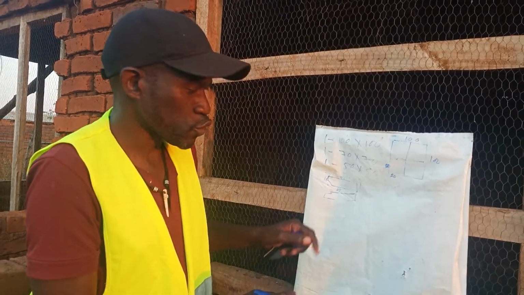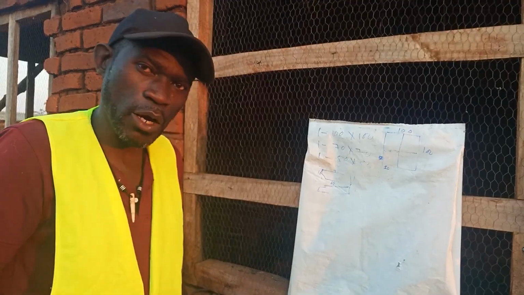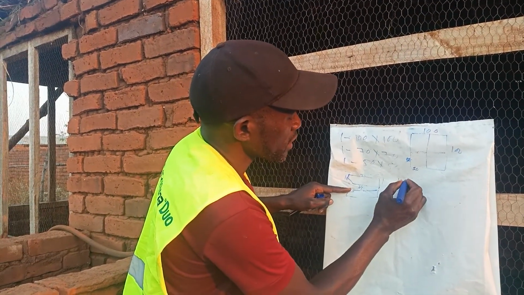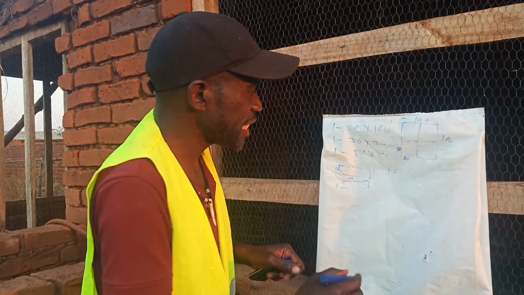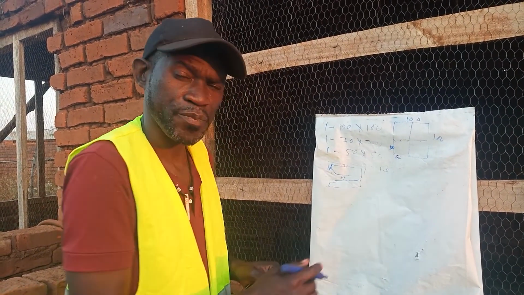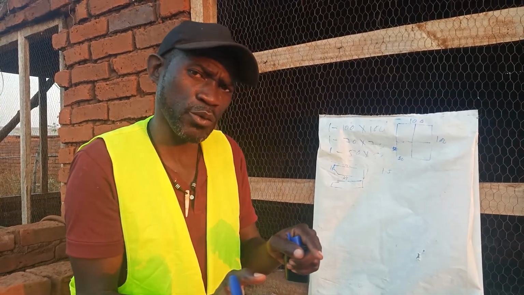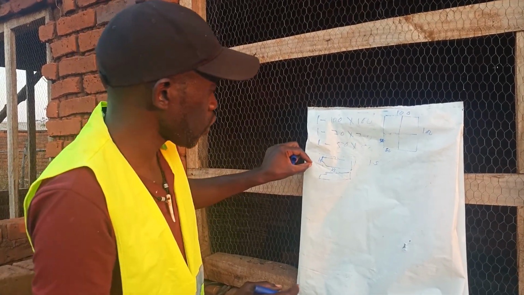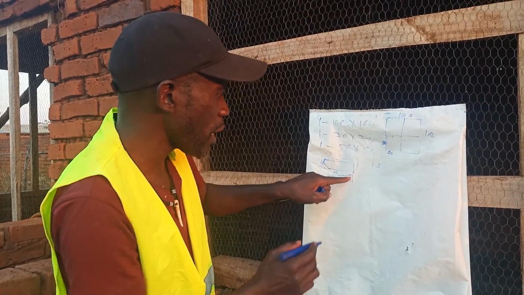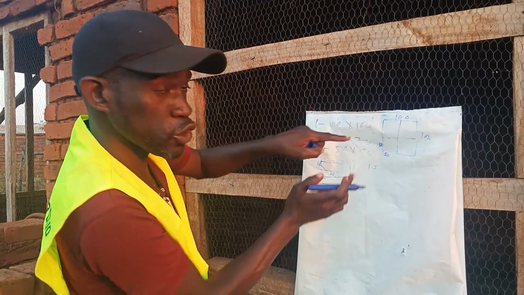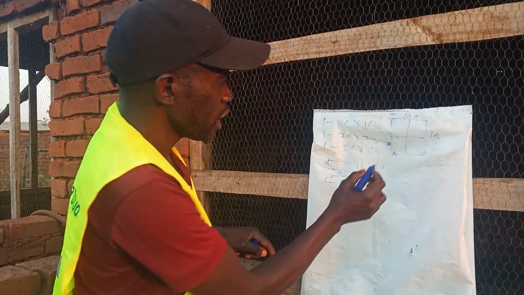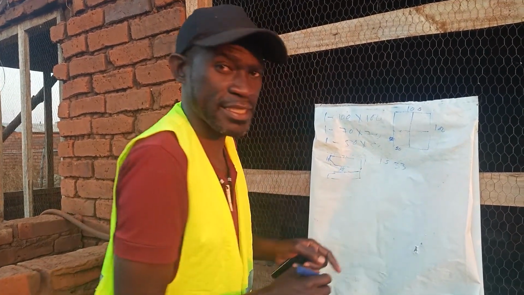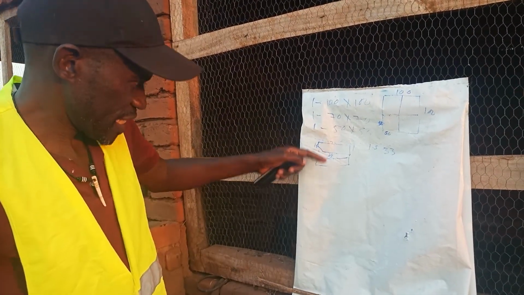So for us to know how many beds are going to be in here, we need to divide 50 meters by 1.5 meters. The reason we are using 1.5 is that 1 meter is for the bed, and then half a meter is for the working space. So if we do this calculation, it's going to give us something like 33 beds.